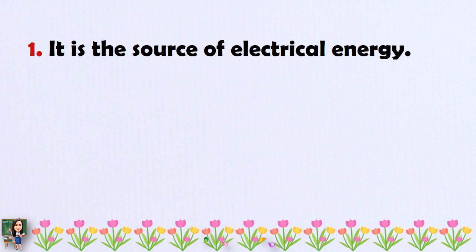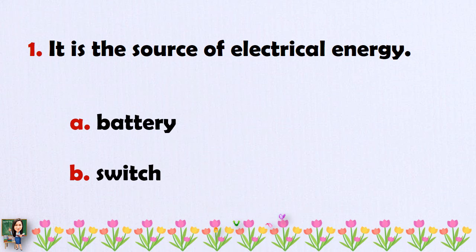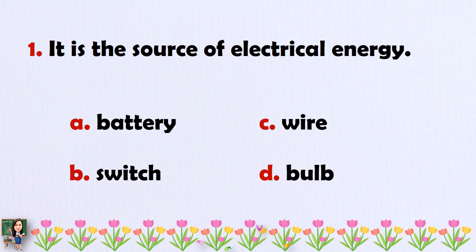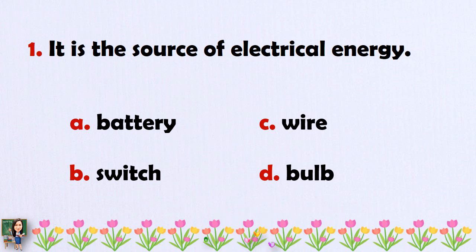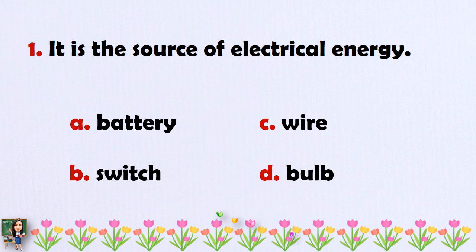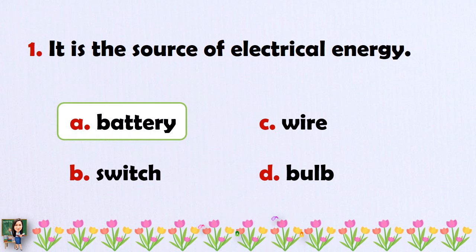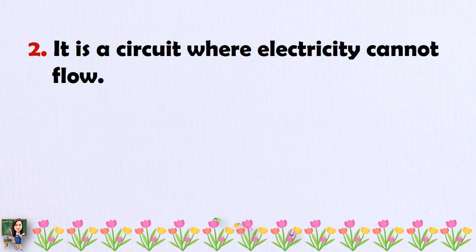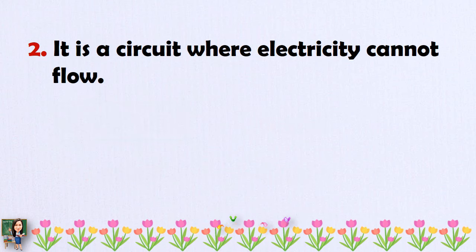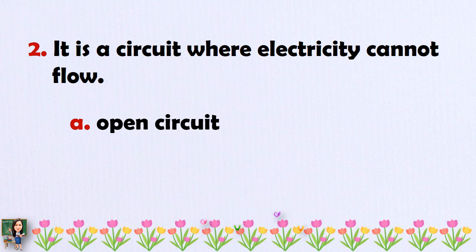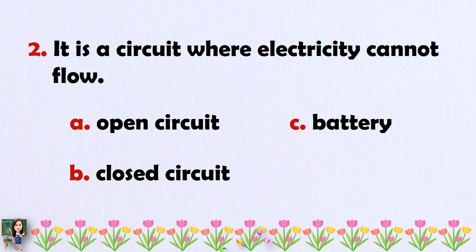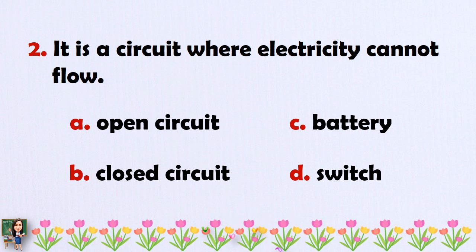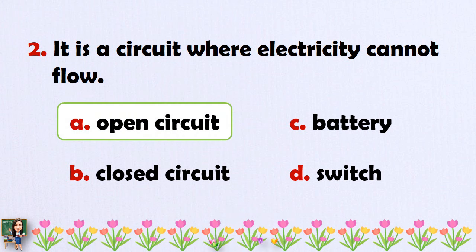Number 1. It is the source of electrical energy. A. Battery. B. Switch. C. Wire. D. Bulb. What is the correct answer? Very good! The correct answer is letter A, battery. Number 2. It is a circuit where electricity cannot flow. A. Open circuit. B. Closed circuit. C. Battery. D. Switch. What is the correct answer? Very good! The correct answer is letter A, open circuit.